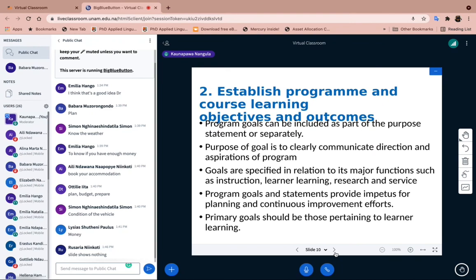Establish program and course learning objectives and outcomes. So program goals can be included as part of the purpose statement or separately. That's very self-explanatory. I don't have to add on that. Purpose of goal.